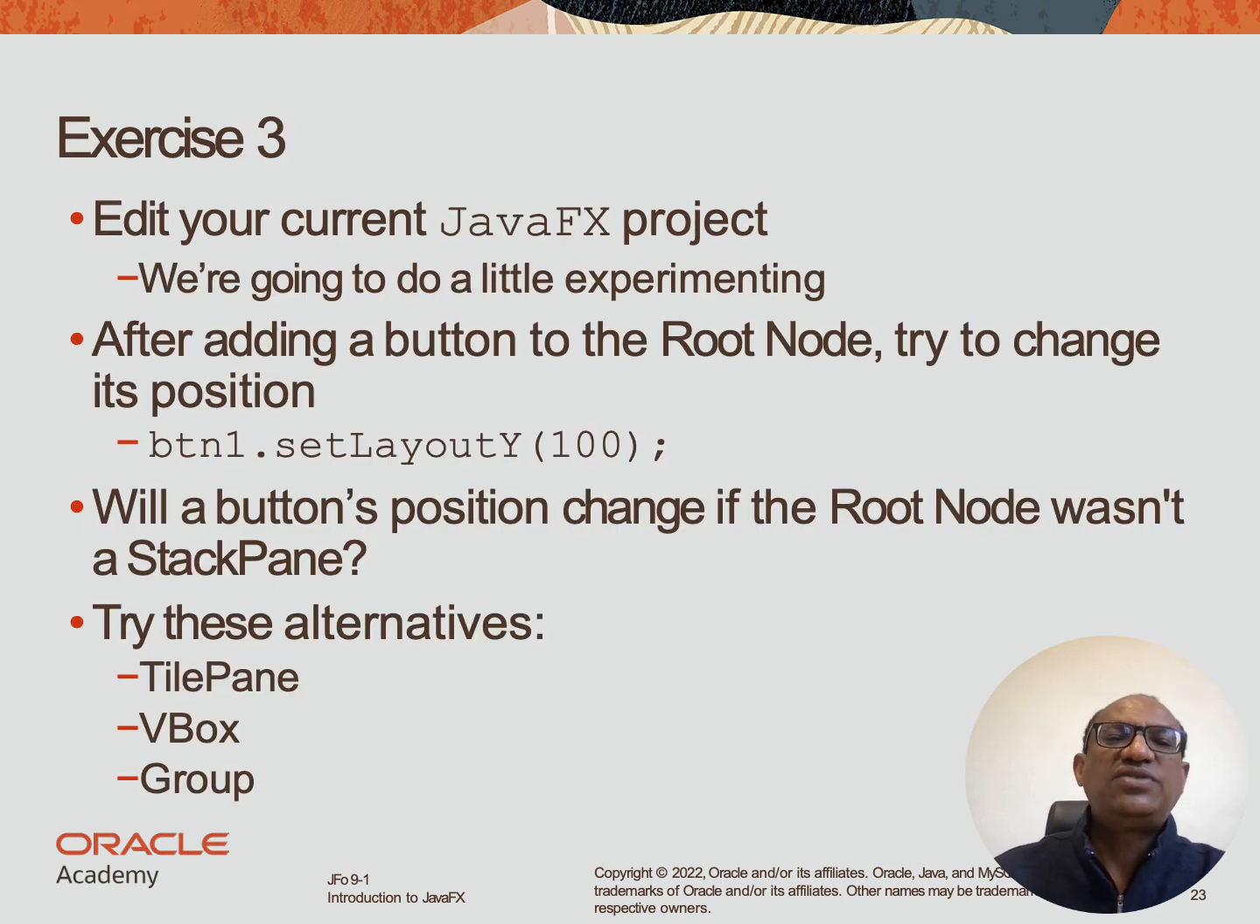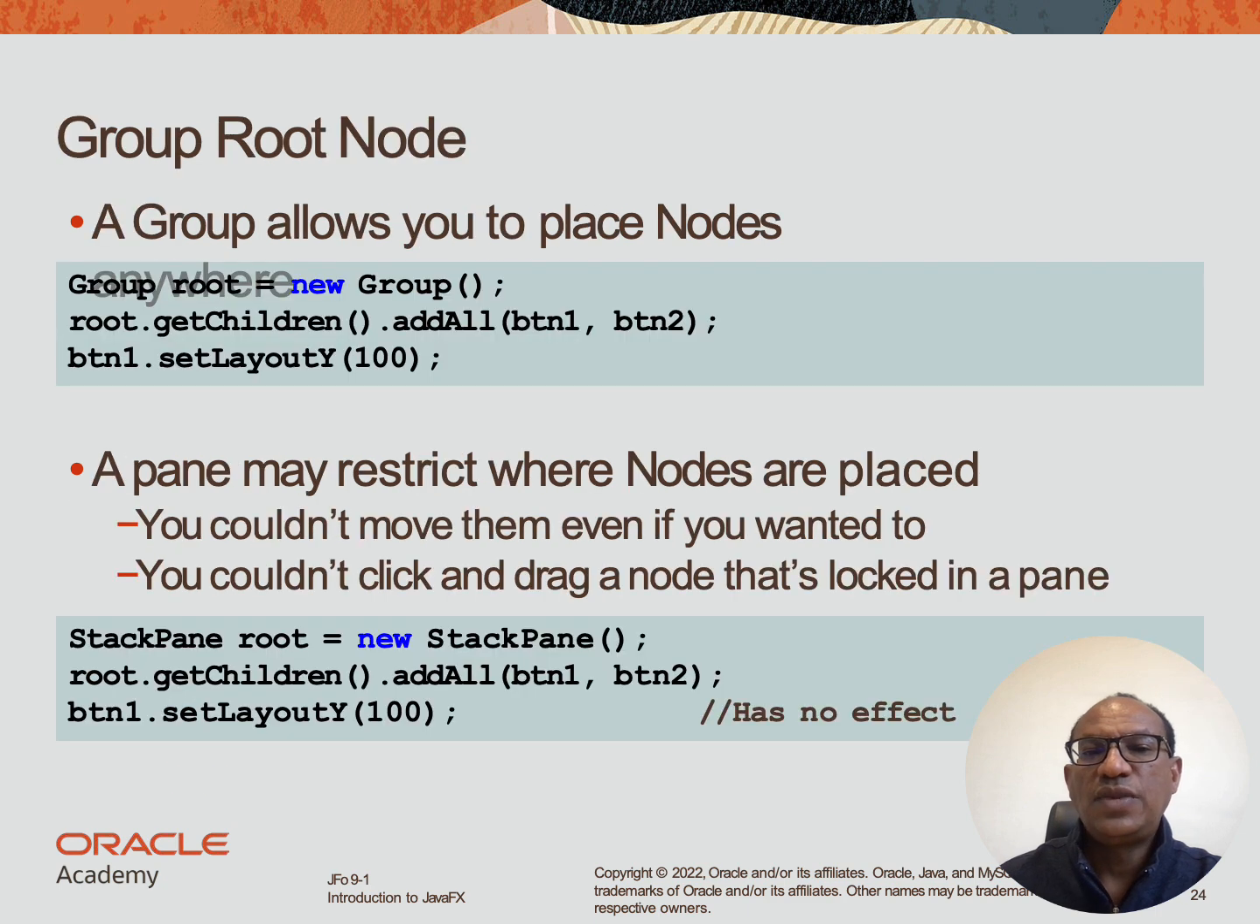In exercise 3, try using .setLayoutY to move a button's position. Now switch your root node from stack pane to group. In a stack pane, the button won't move. In a group, it will. Group gives you absolute control. It's great for dragging or placing items freely.